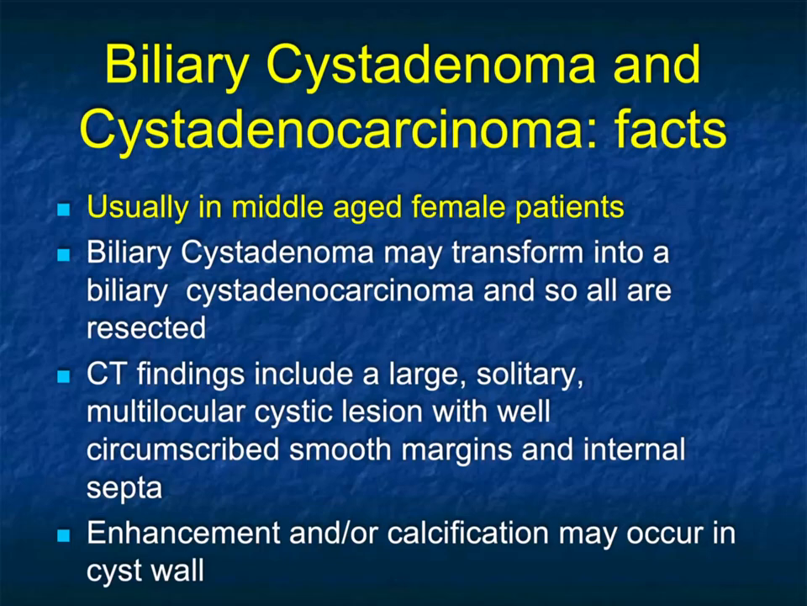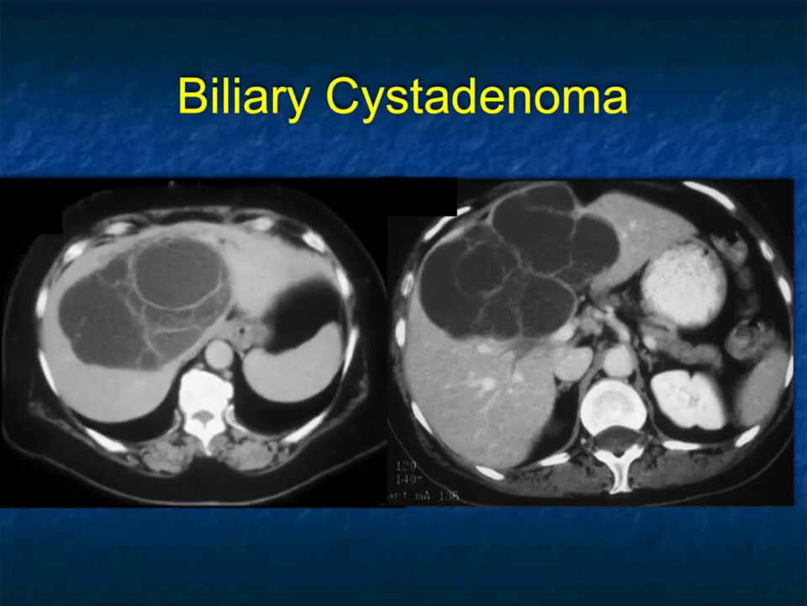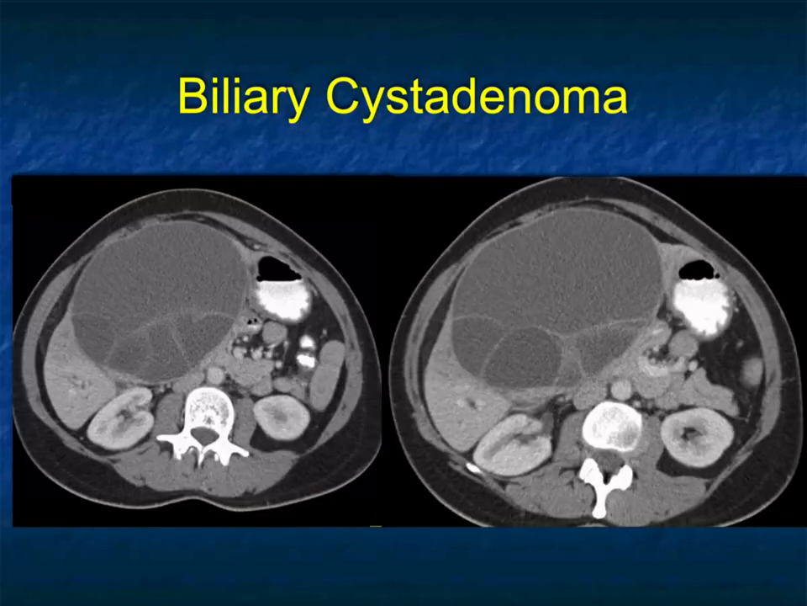The CT findings include a large, solitary, multilocular cystic lesion with well-circumscribed smooth margins and internal septations, often with nodules. Enhancement and/or calcification may occur in the cyst wall. In fact, when you look at this biliary cystadenoma, the differential diagnosis that comes to mind to me is also hydatid liver disease. Hydatid disease are cystic with multiple septations and commonly involve the liver, though usually the history of foreign travel, if you're a U.S. citizen, or if you're certain parts of the world, would be helpful in making that diagnosis.